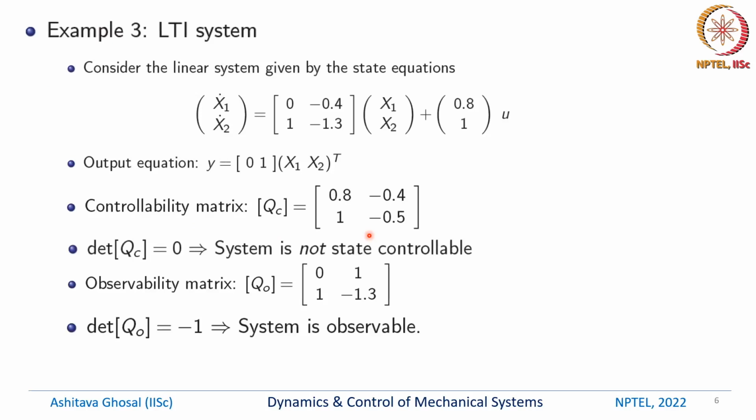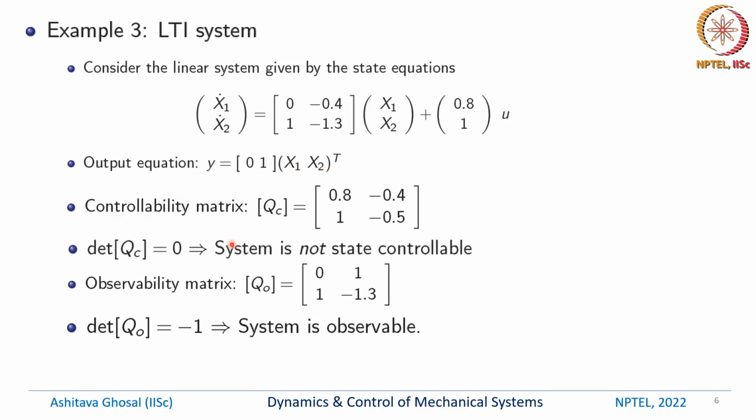Let's continue with another example. This is a very simple linear system again. The state variables are x1 and x2, and we have x dot is equal to Fx plus Gu. In this case, F is a 2 by 2 matrix because x was only x1, x2. The elements of F are 0, minus 0.4, 1, minus 1.3, and the elements of G are 0.8 and 1. We will consider an output equation which is 0, 1 into x1, x2. So basically, we are only measuring x2.